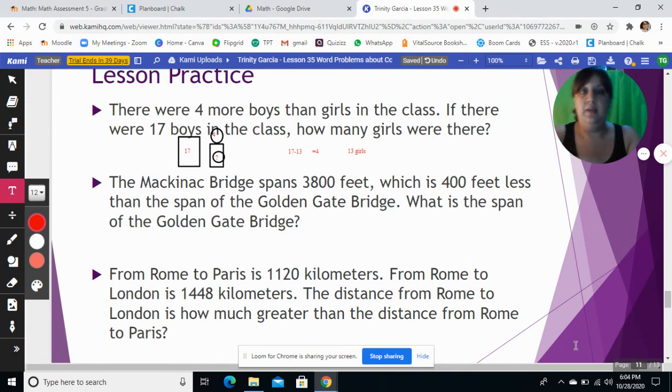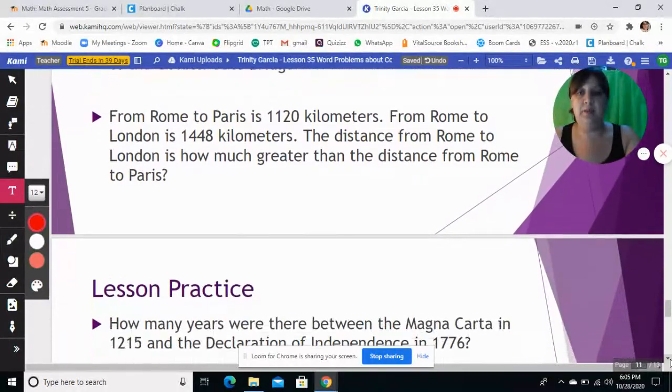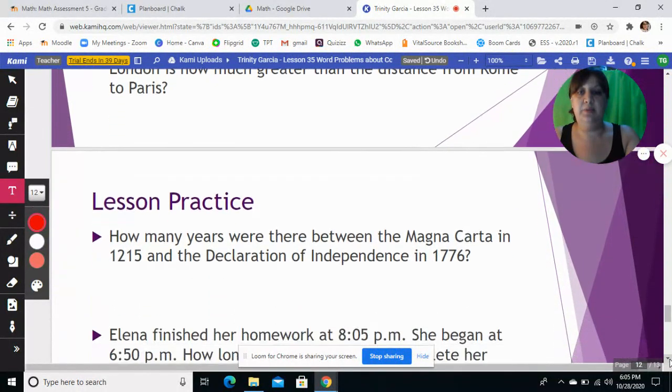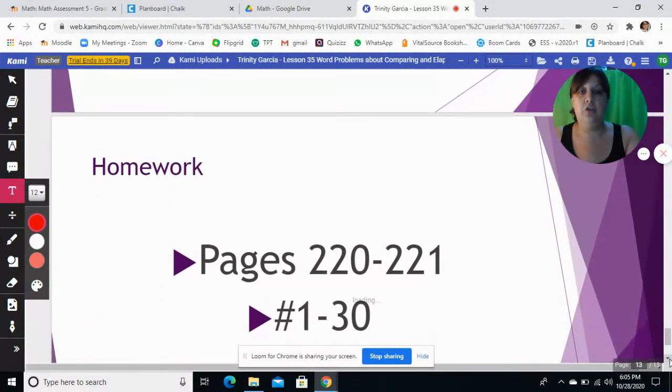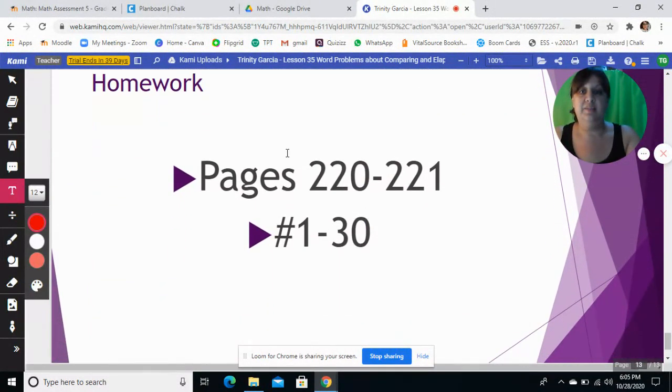Got it? All right, so go ahead and do those other two by yourself. And then when you're ready, come on back and push play. We're going to skip over these ones because I think you got it. And your homework is pages 220 to 221, numbers 1 through 30, but the even numbers only. So starting at number 2 and doing the even numbers only.